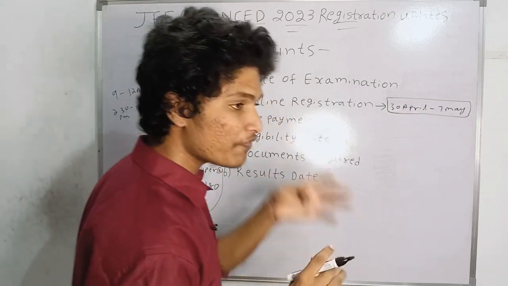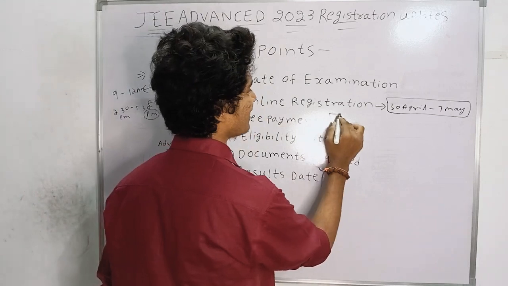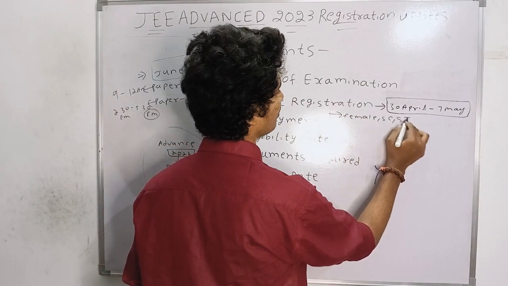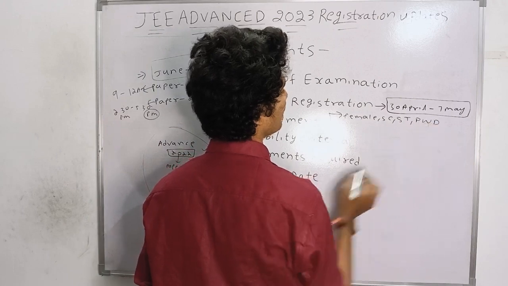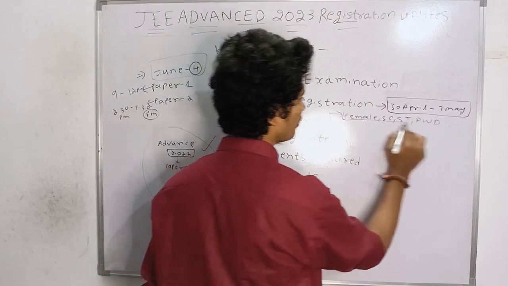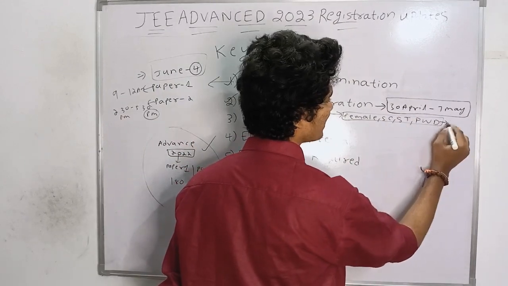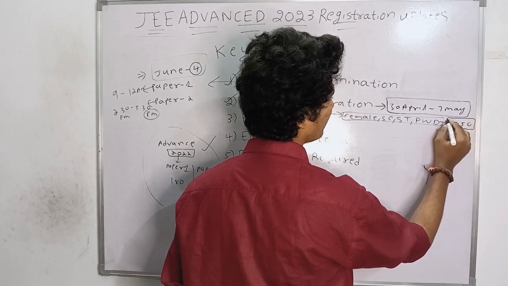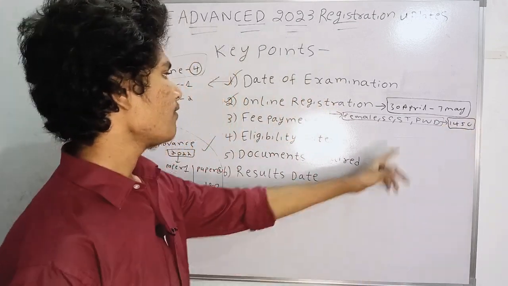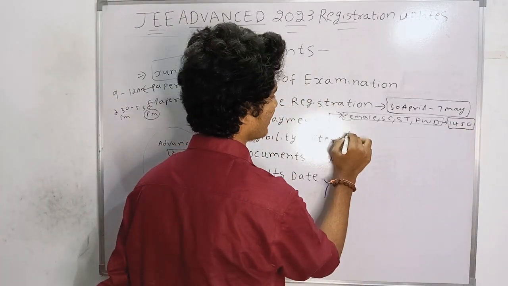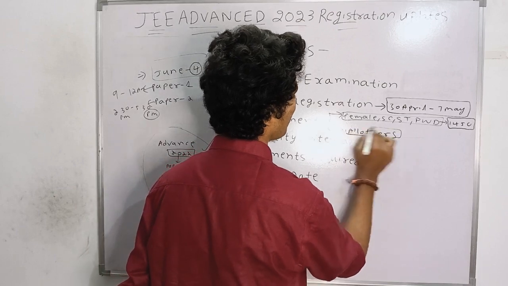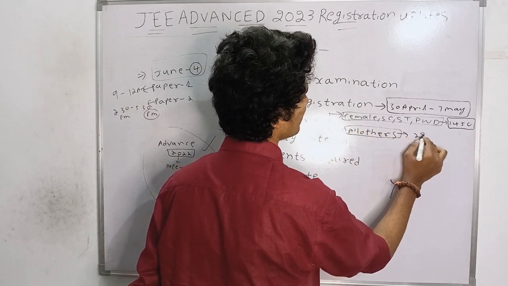The fee payment is different for different categories. Suppose I say categories like female, SC, ST and PWD. For these categories, the amount is 1450 rupees. That is 1450 rupees. For category 2, that is all other categories, the fee payment is 2,900.